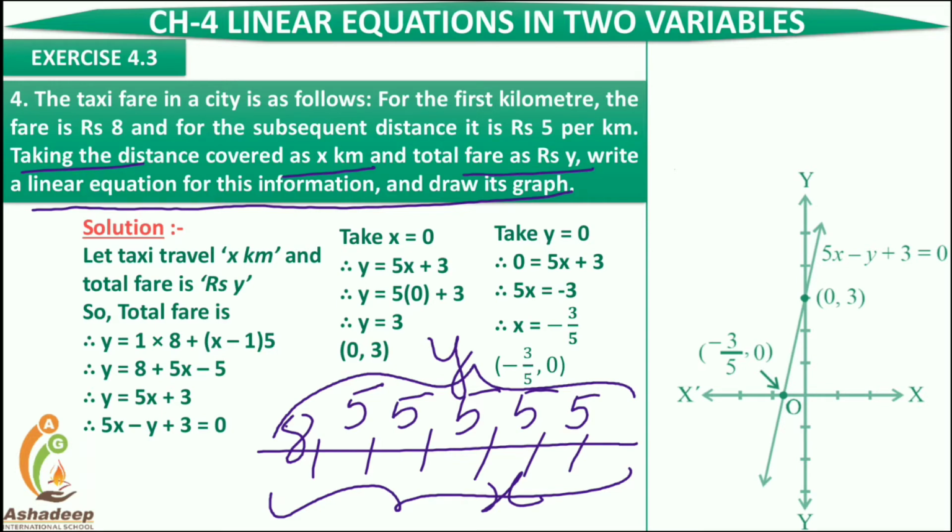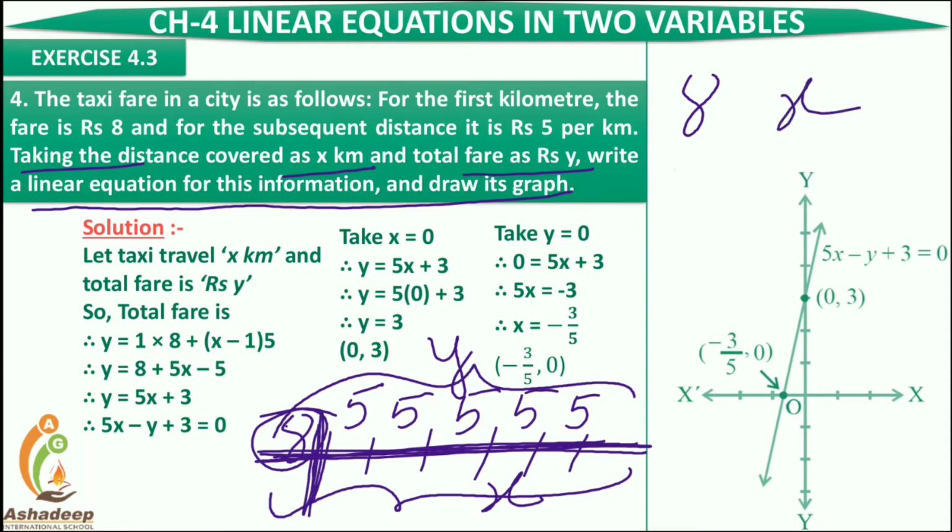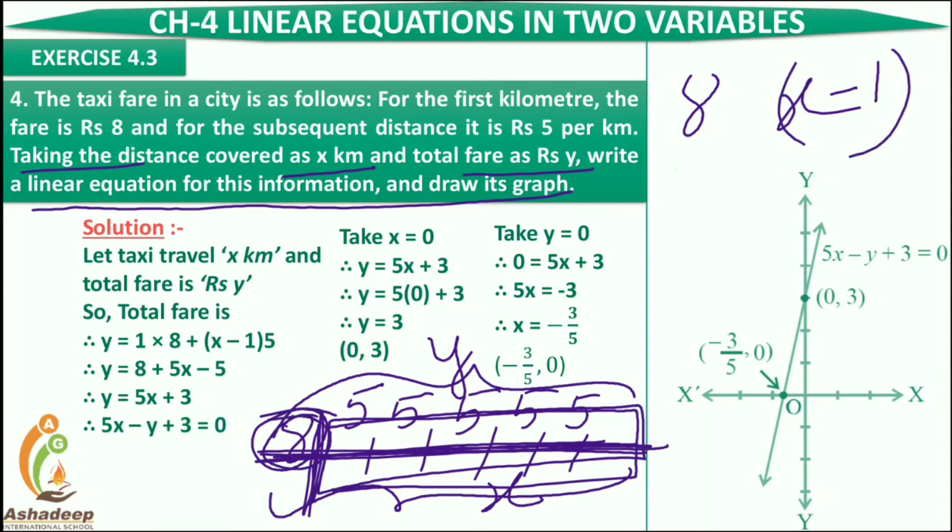Now what you can observe from this is that for the first kilometer there is a fixed charge. But out of this total distance, this 1 kilometer is subtracted. So what is the remaining distance? This is the remaining distance. Out of the total kilometers, 1 kilometer is subtracted. So it is x minus 1.